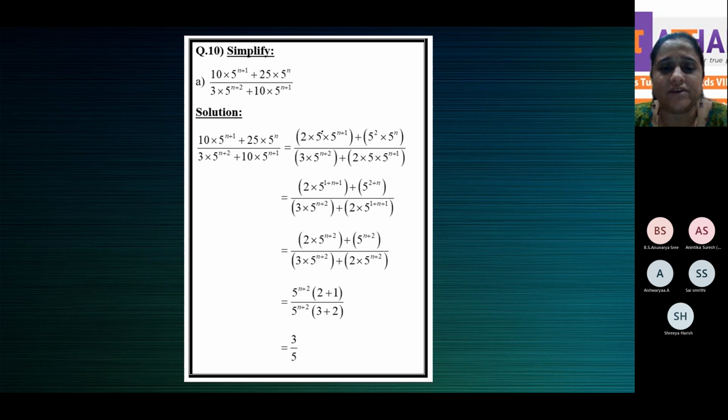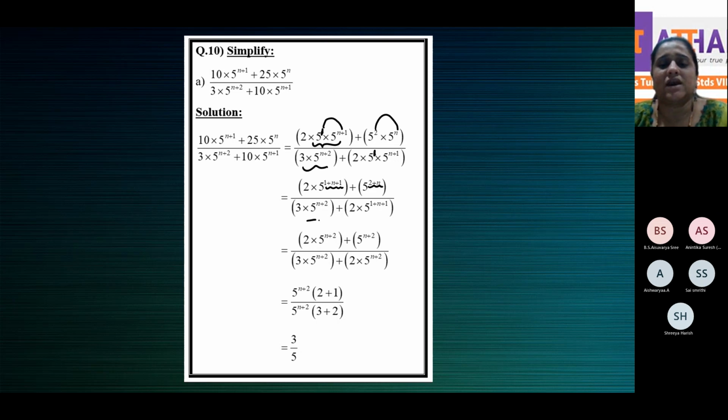So everywhere there is 5, it means the power is 1. Everywhere there is 5, the power is 1. So here, based on same multiplication, add the power. So you can see 1 plus n plus 1. Here, add the powers. 2 plus n.